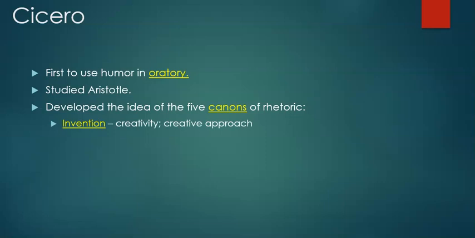The first one is invention: creativity, using a creative approach, being able to come up with new ideas about topics. Arrangement: the organization of your topics. What order are you going to put things in?